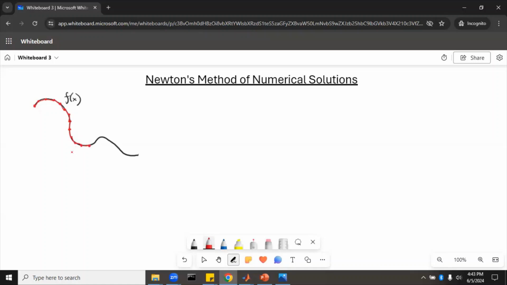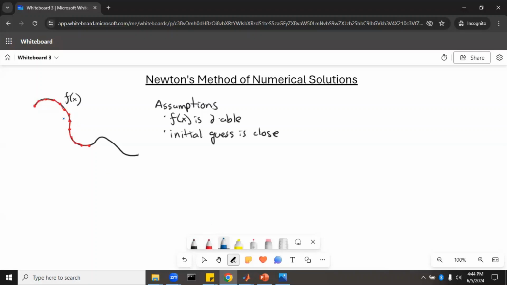So there are two assumptions that we have to make. One is that the function is differentiable. If you can't take the derivative of the function, you can't find the slope of it, and therefore you cannot use this method. And the second one is that your initial guess is close.